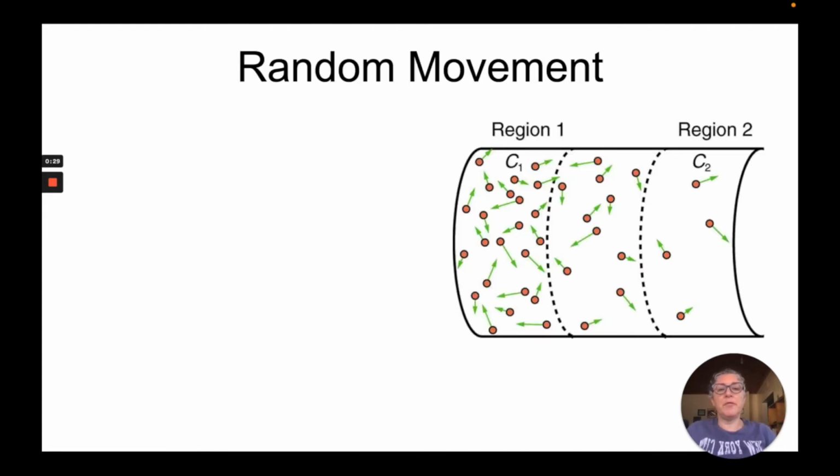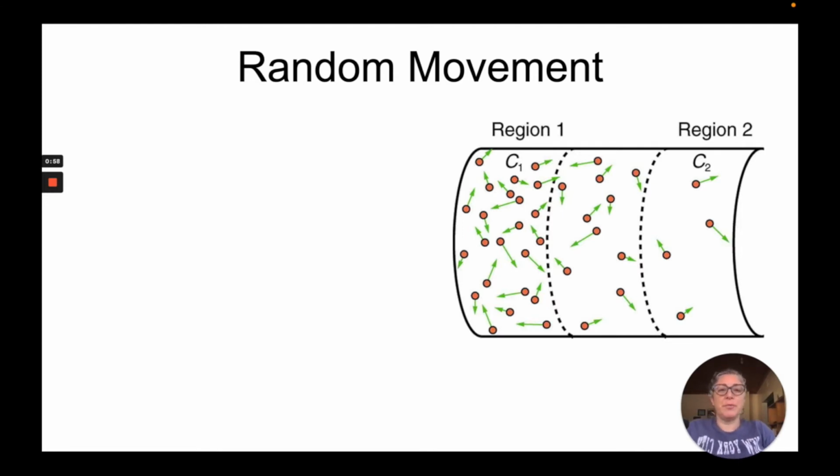So, if you recall from the last video, we mentioned that this idea of random movement is ingrained in the definition of diffusion, where we have molecules moving from region 1 in our diagram to region 2, down a concentration gradient, because region 1 has a higher concentration than region 2. And the way that they move is through this process of random movement.